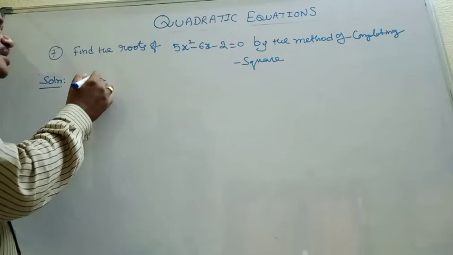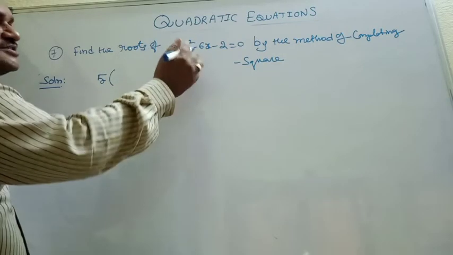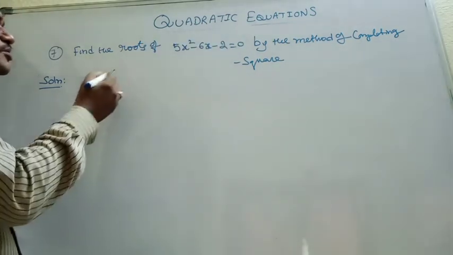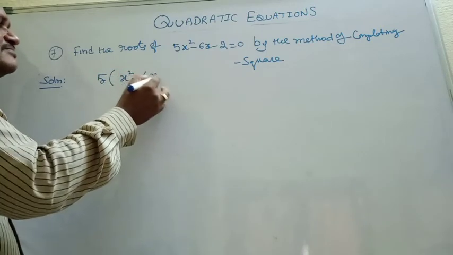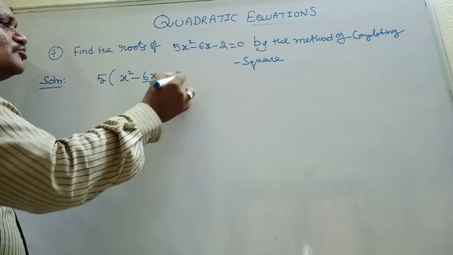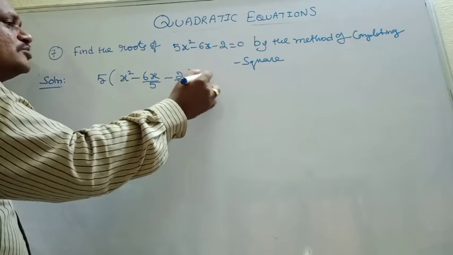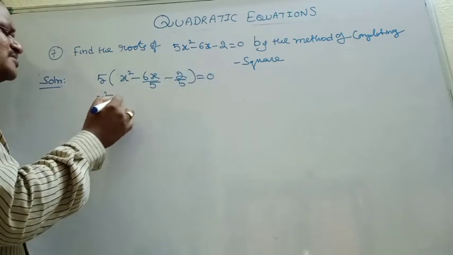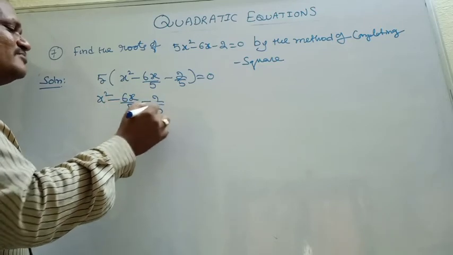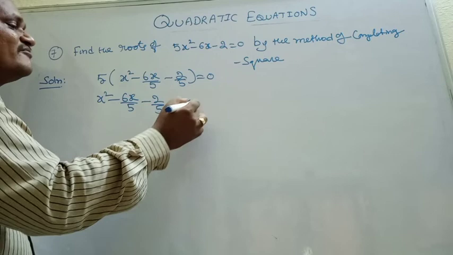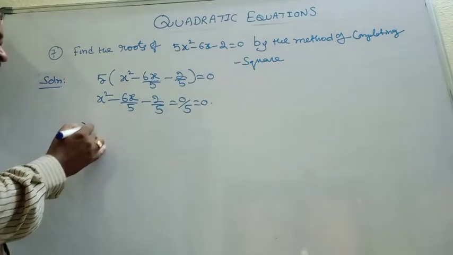This is 5x square minus 6x minus 2 equal to 0. I will take 5 common. Now this is x square minus 6x by 5 minus 2 by 5 is equal to 0 by 5, that is 0. Now let us apply the perfect square method.